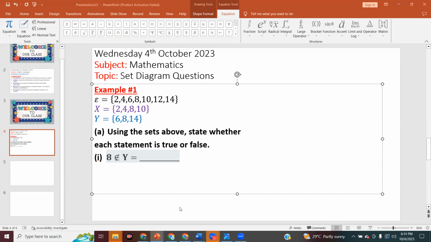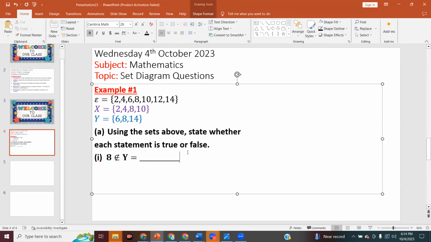What do you think? All right, the answers are trickling in. Is it true or is it false? 8, this symbol, and then Y. All right, I want everyone to answer inside the chat, please. Only 26 persons participated. I want everyone to answer. Is it true or is it false? What do you think?